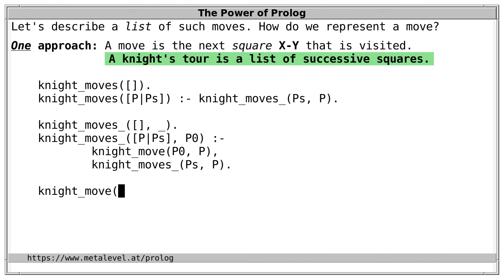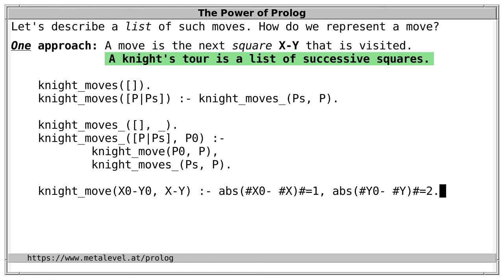And finally, what is an actual knight move? Well, it's a relation between 2 squares, X0-Y0 and X-Y, 2 coordinate pairs. And the relation holds for these squares if the absolute difference between the X coordinates is 1 and that of the Y coordinates is 2. So visually, a knight can move like this and vice versa, and like this and vice versa.